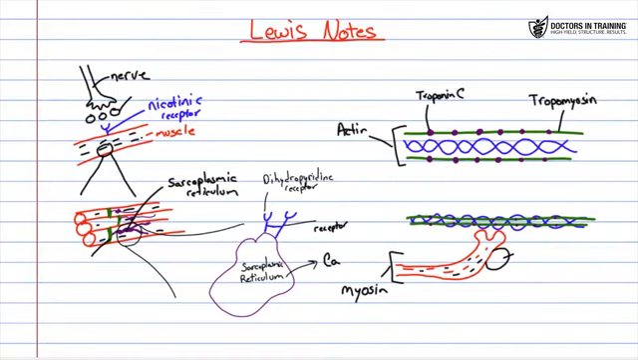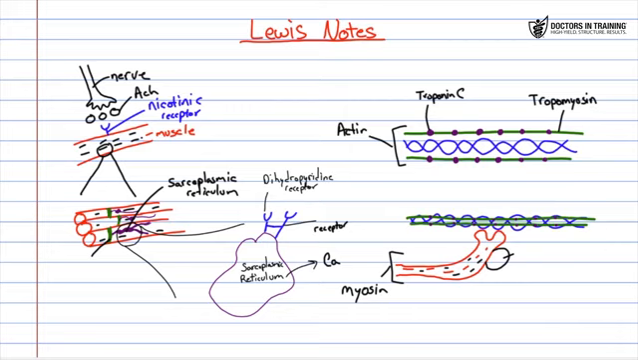Now let's talk about how nerve stimulates the muscle cell to contract. So what's taking place here? Well, this is going to be a very simplified version of the physiology. An action potential travels down a nerve, and acetylcholine is released, which then binds to nicotinic receptors on the muscle.